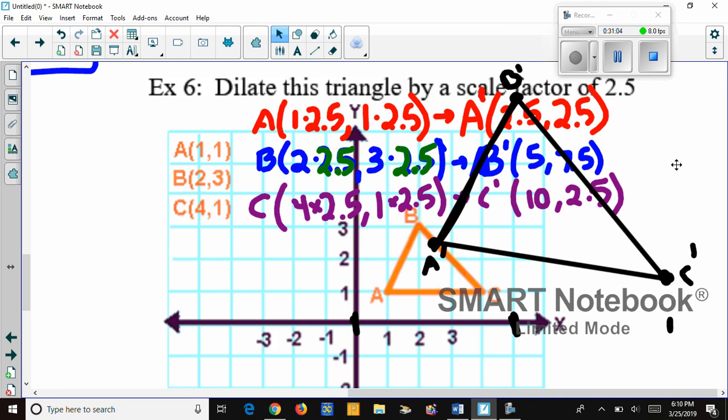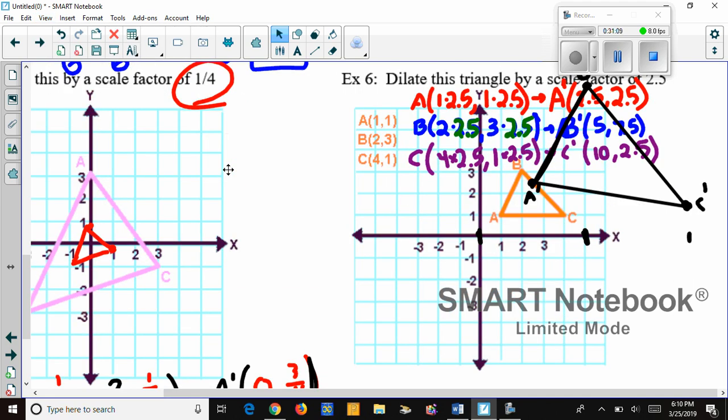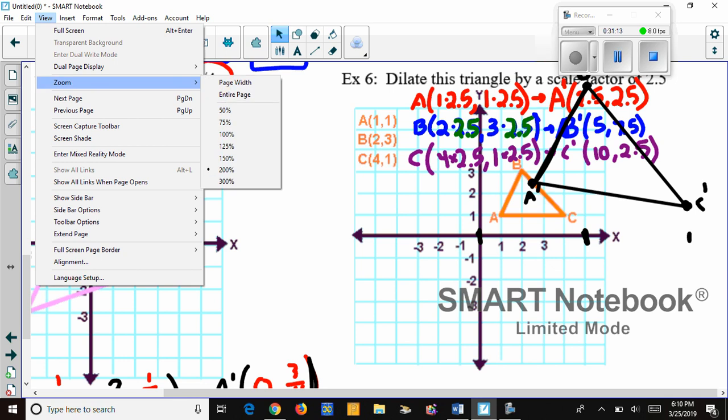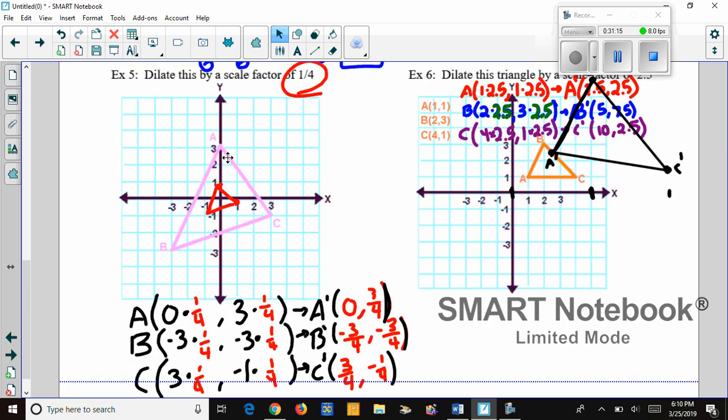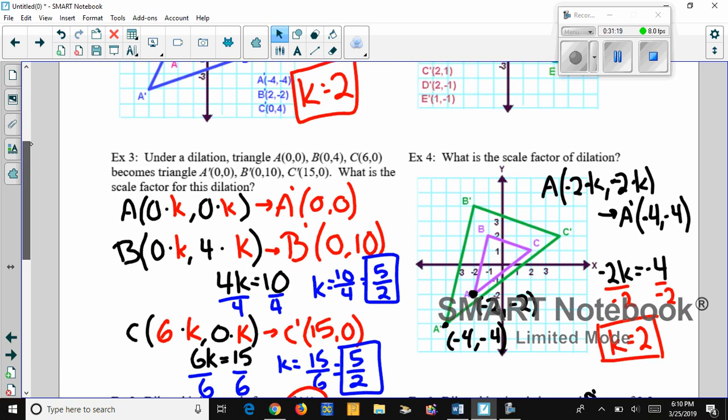This is all we do for dilations. It's a lot of multiplying, a lot of dividing to either find new ordered pairs or to find what the scale factor was.